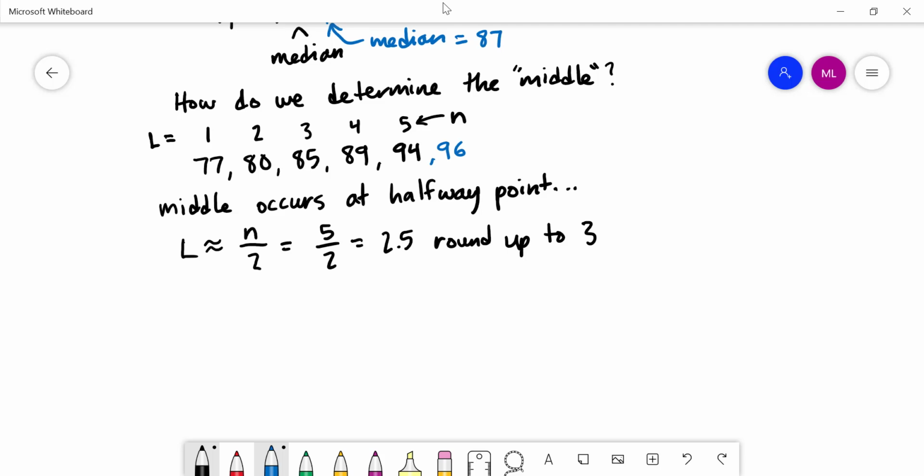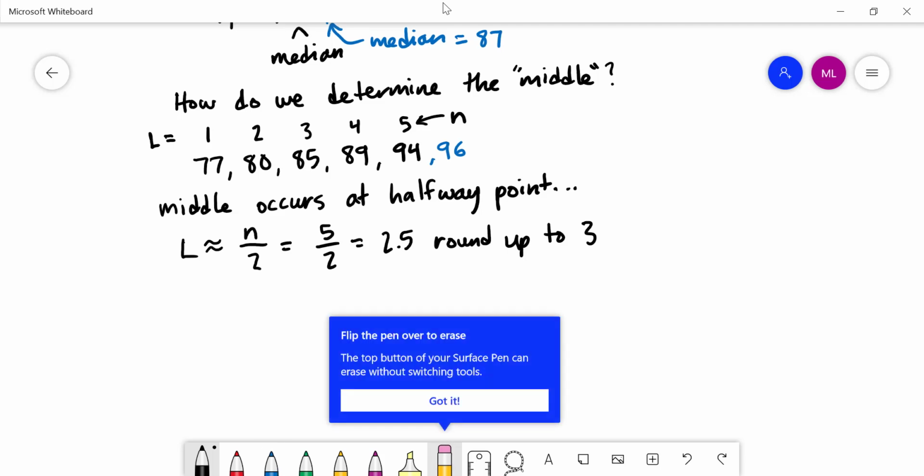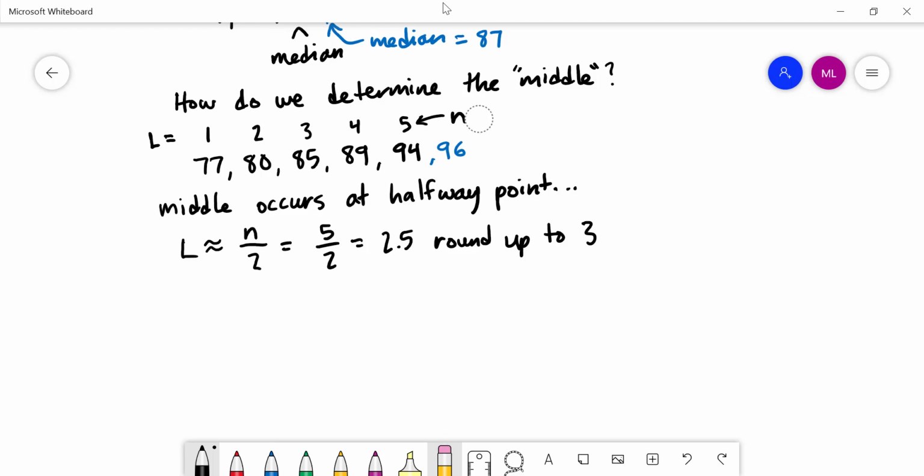Well, now this number right here, let me just move this, would be at the 6th position. So this was our n before. This is our new n if we're including that 6th number. And what would the middle be there? In that case, L is again n divided by 2, but now n would be equal to 6, and we would get 3. That would tell me this is the middle number because it's at position 3. But if you look at it, this isn't the middle number in the list that includes the 96.